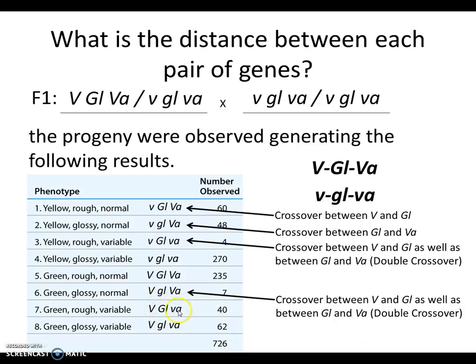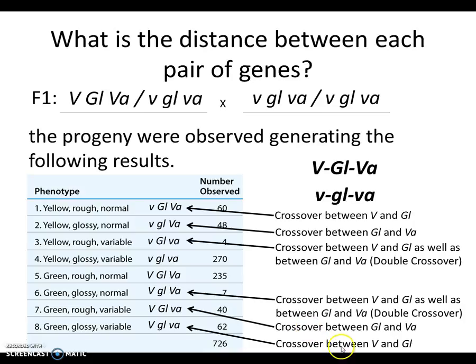Then I look at the next piece of data. Big V, big GL, little VA. I have these two genes together, but then I pick up the third from the other chromosome. So we got crossing over between GL and VA. So I write that down. And then the last bit, big V, little GL, little VA. I got crossing over between the V and the GL genes. The crossover occurred between V and GL.